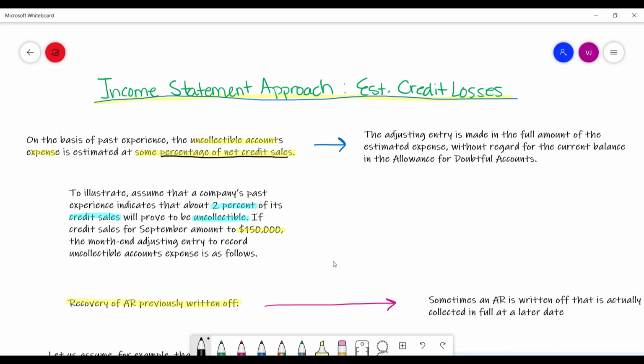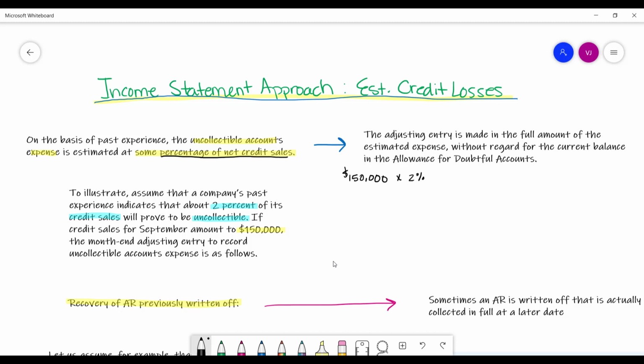So let's look at an example. It says, to illustrate, assume that a company's past experience indicates that about 2% of its credit sales were proved to be uncollectible. If credit sales for September amount to $150,000, the month-end adjusting entry to record uncollectible accounts expense is as follows. So here, we would take the credit sales of $150,000 for the month, and based on past experience, 2% of any given month's credit sales is usually deemed uncollectible.